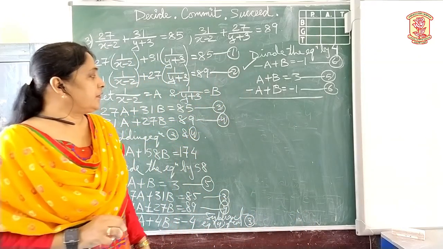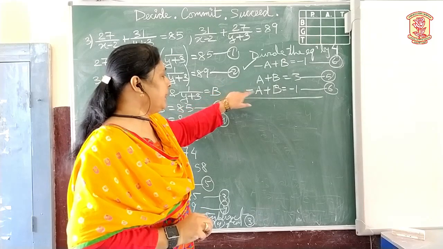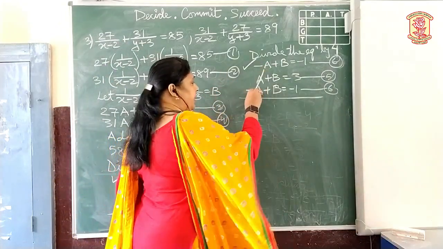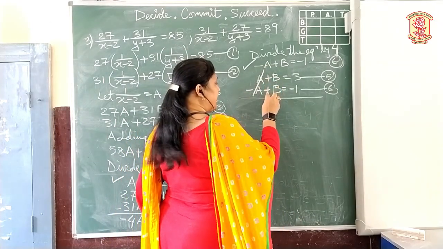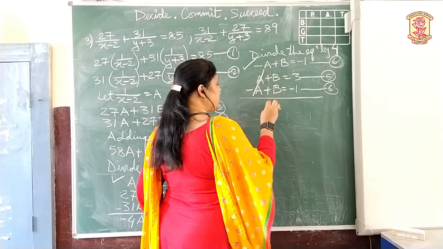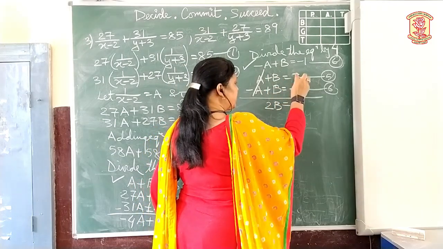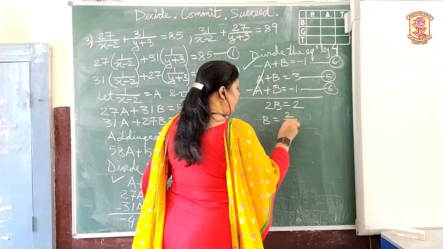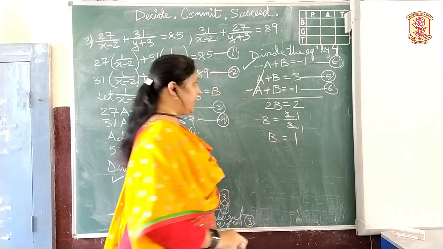Now if you observe, the coefficients of A are same and with opposite sign, plus 1 and minus 1. No number means it's understood, it's 1. So plus A minus A cancels. Here it is 1 and 1, that is plus 1 plus 1 is 2, bigger number sign plus. So 2B equals 3 minus 1 is 2. So the value of B will be 2 upon 2, so B is 1.